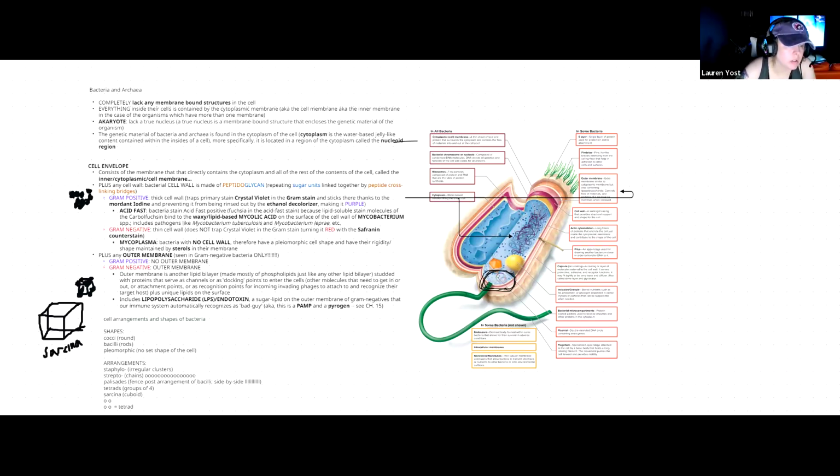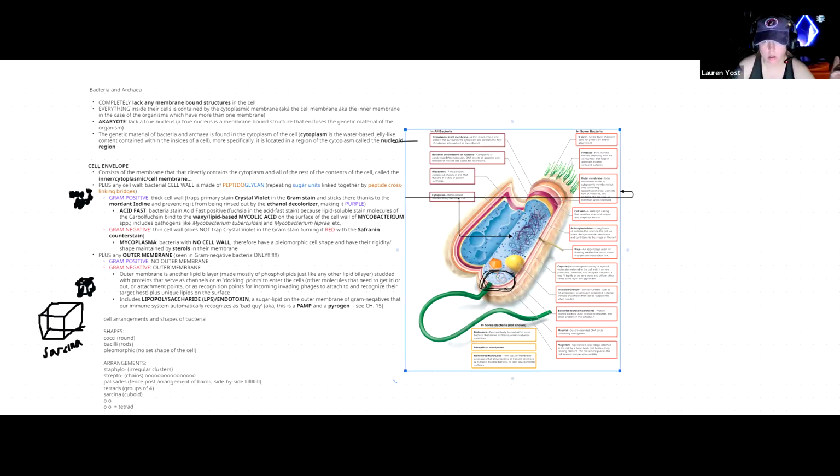Let's say I have a stepwise thing. Crystal violet, here we go. Crystal violet, then the iodine mordant to fix the crystal violet in place, then the alcohol to rinse out any excess crystal violet, and then the safranin to counterstain if the crystal violet got all rinsed out. In the case of a negative, that would be the case. So yeah, we have that.